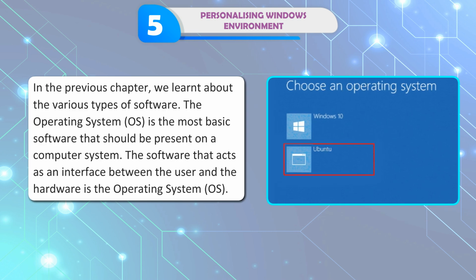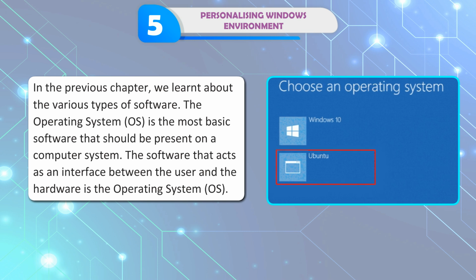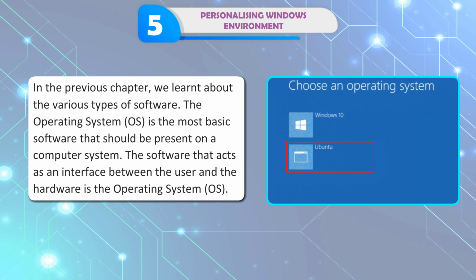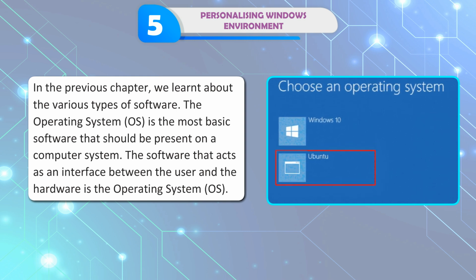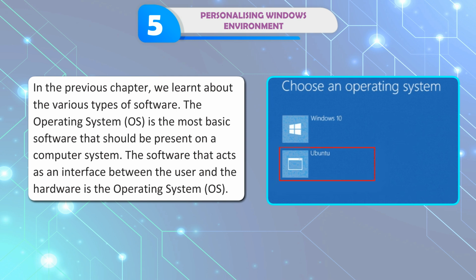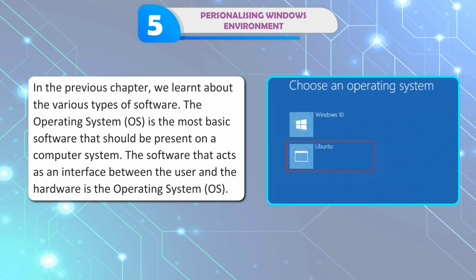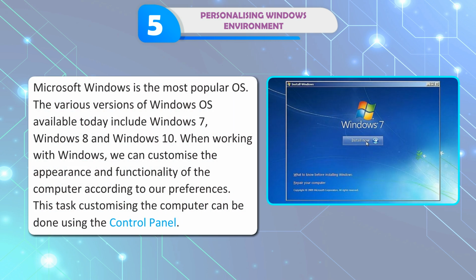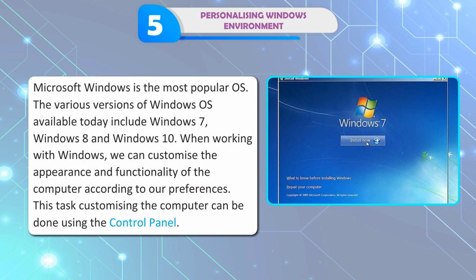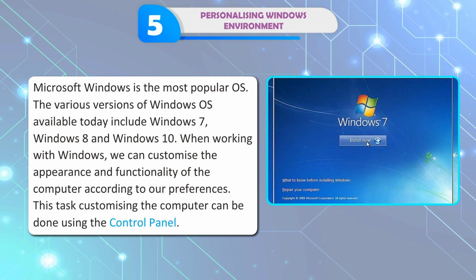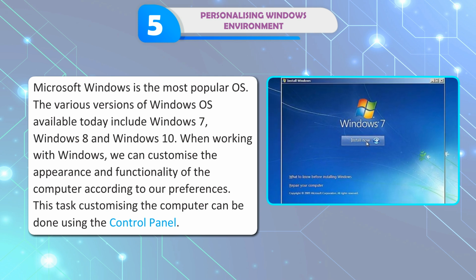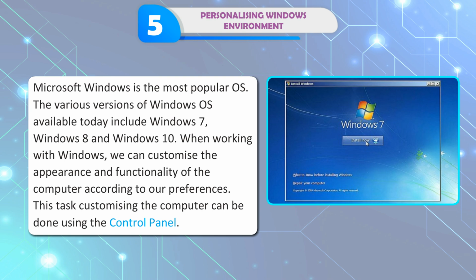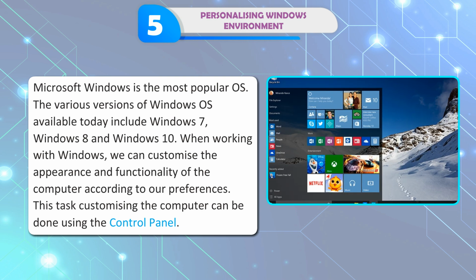In the previous chapter, we learned about the various types of software. The operating system, OS, is the most basic software that should be present on a computer system. The software that acts as an interface between the user and the hardware is the operating system. Microsoft Windows is the most popular OS. The various versions of Windows OS available today include Windows 7, Windows 8, and Windows 10.